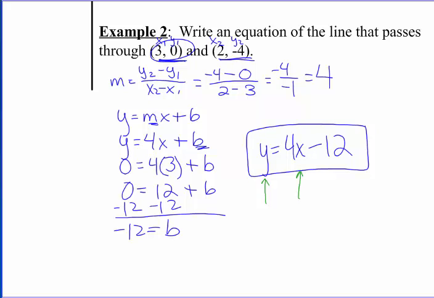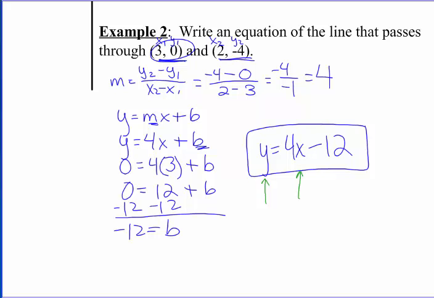So the only numbers in the equation are the slope number, the m, and the y value of your y-intercept, the -12 part, the b part. Those are the only numbers that you put into the equation. And then the x and the y are still part of the equation. That is your final answer.